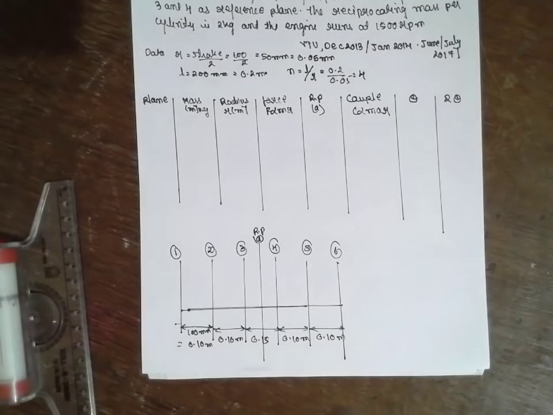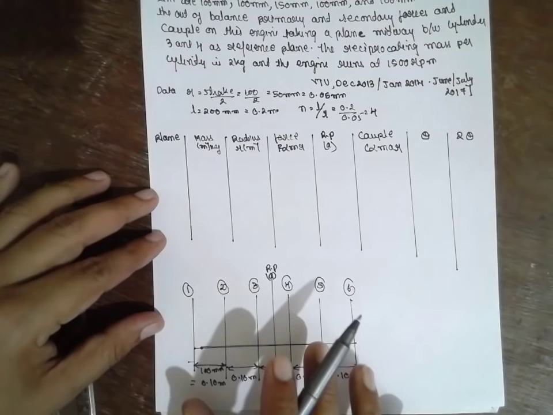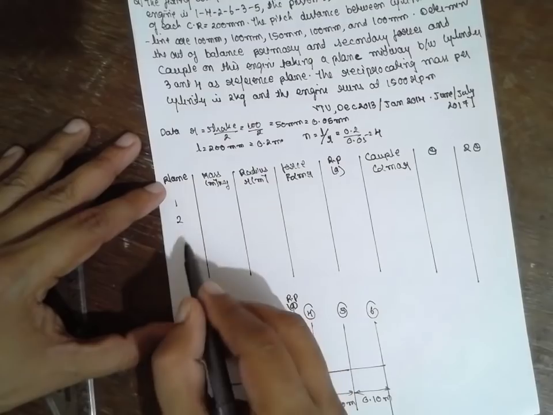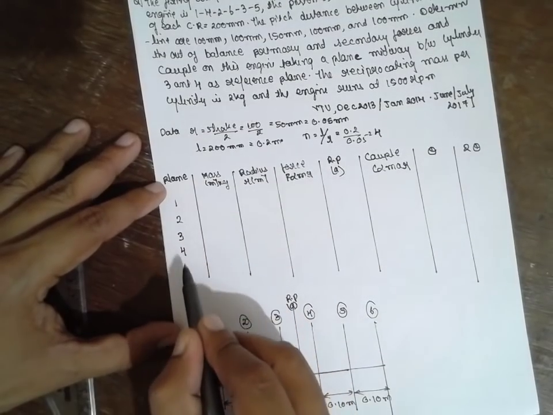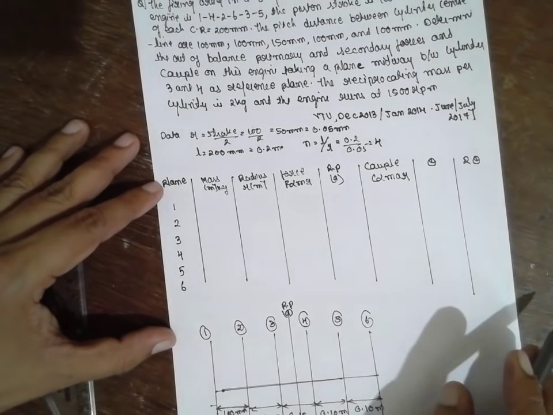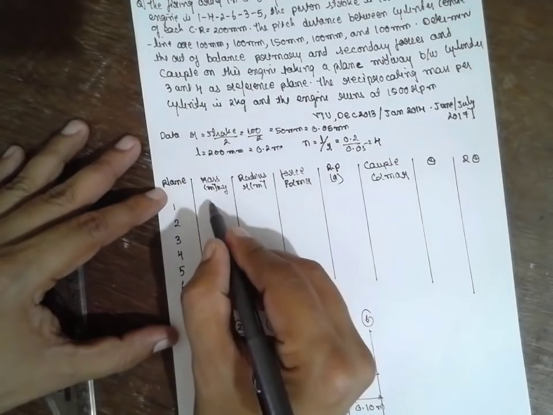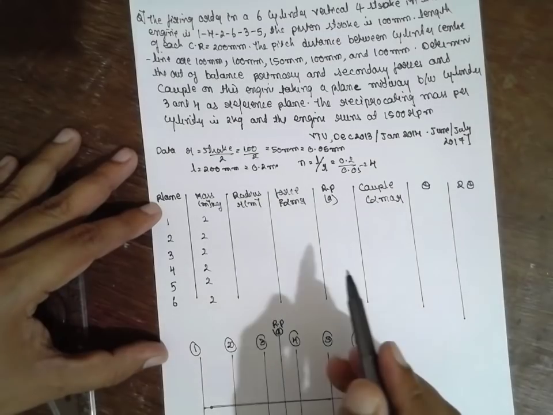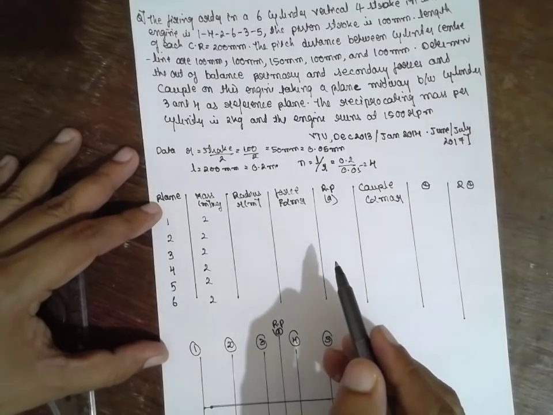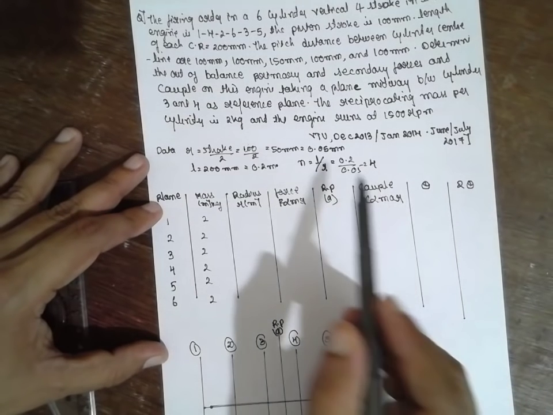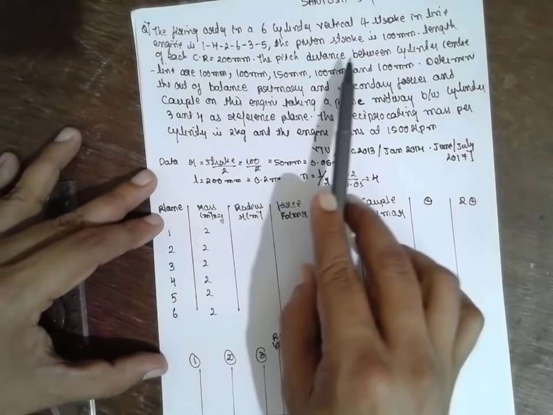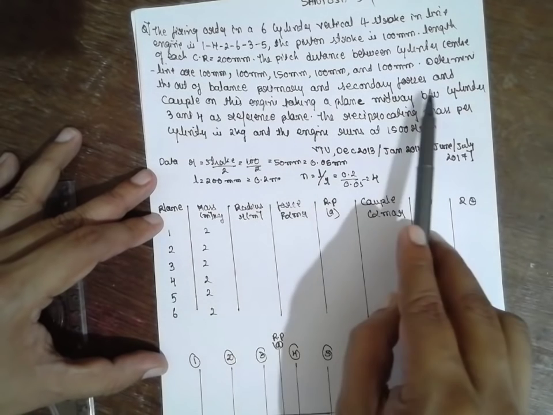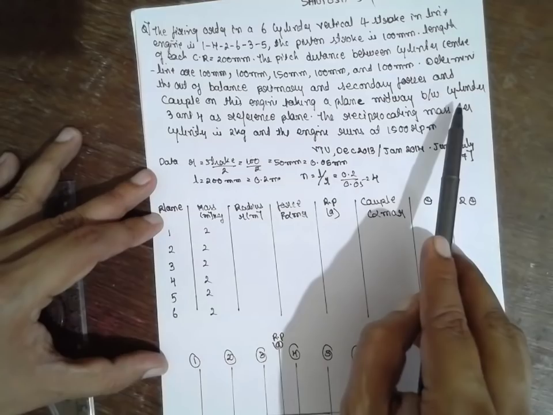Up next, with the help of this I am going to fill in the planes: plane 1 2 3 4 5 6, masses 2 kg each, which is fixed: 2 2 2 2 2 and 2 kg. Then the radius. It is a 4-stroke engine with the given distances between centers, and we determine the output of the balancing, secondary couple, taking the reference plane midway.